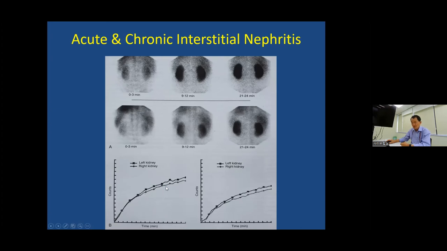So if you don't see this dilated collecting system, that's a tubular obstruction. That's usually nephritis. So in this case, you inject LASIX. Then since the pathway is open, it should drain, because the LASIX inhibits the sodium reabsorption and also increases the peristalsis of the ureter. So that way, this kind of agent can drain very fast.